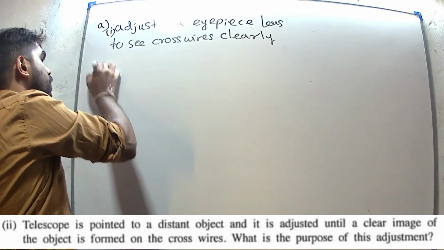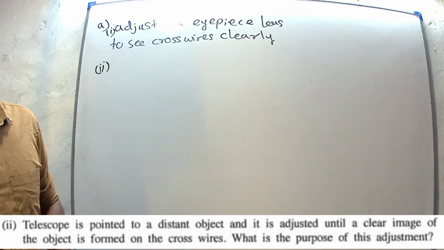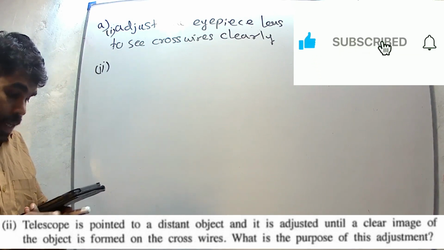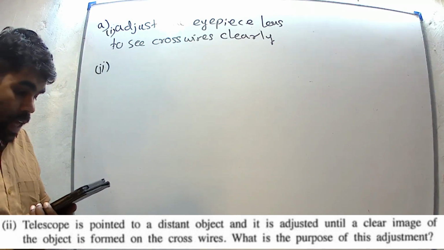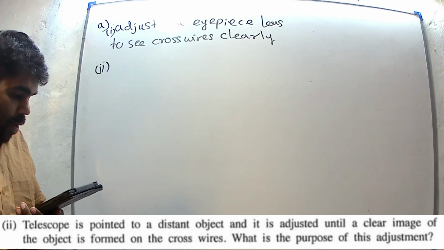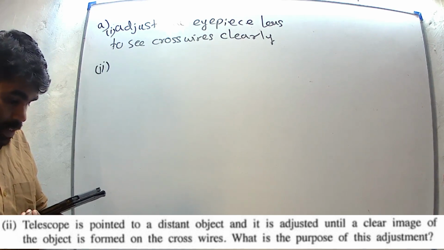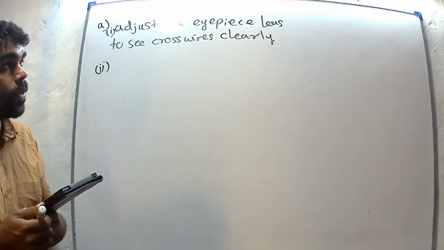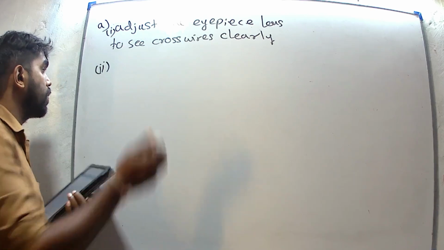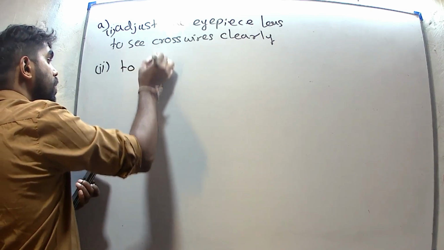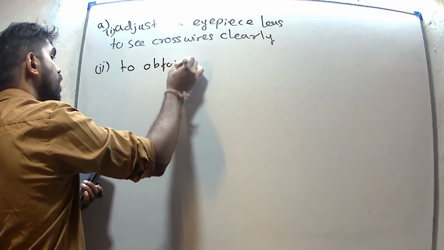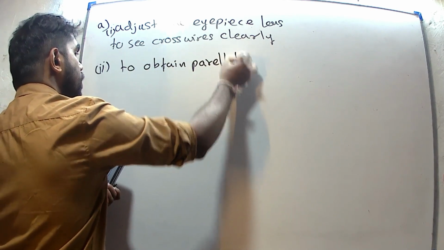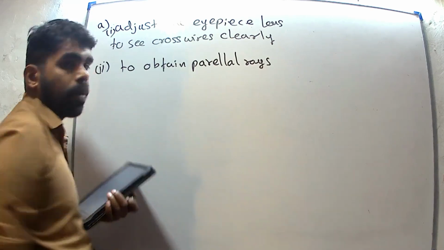In part 2, the telescope is pointed to a distant object and it is adjusted until a clear image of the object is formed on the crosswire. What is the purpose of this adjustment? To obtain parallel rays.